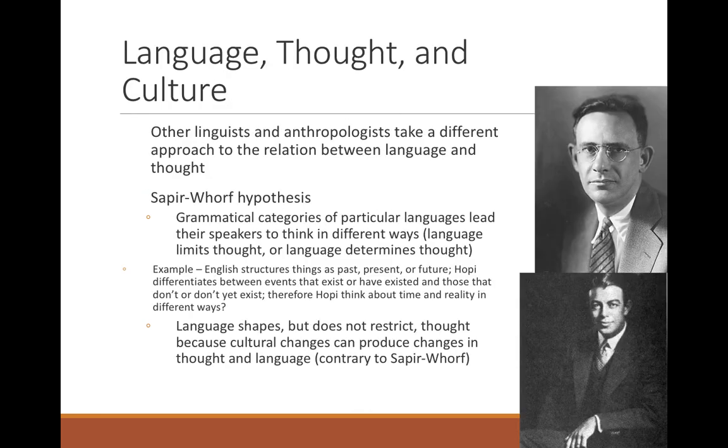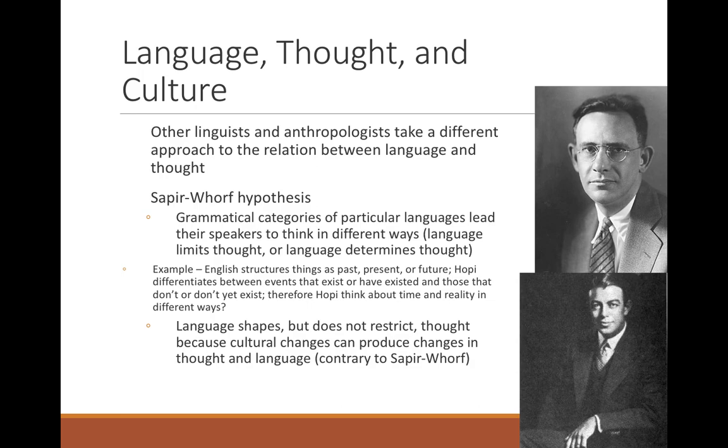By contrast, Sapir and Whorf propose that the grammatical categories in specific languages limit the ways that people who speak those languages can think. The kind of case study that has been used to support this is the Hopi language. In Hopi, they only have two verb tenses. In English, of course, we have three: past, present, and future.